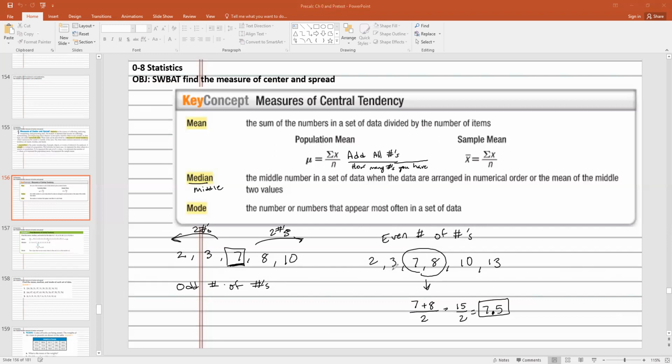Okay, that's how you do it for those two. And we have the mode. The mode is the number that appears most often in the set. Okay, so all of these, they're all going to be the same.